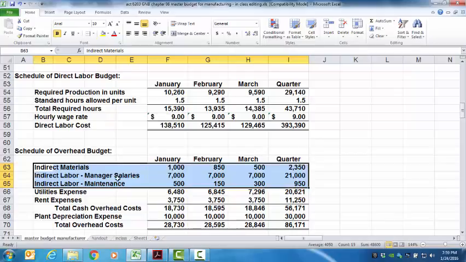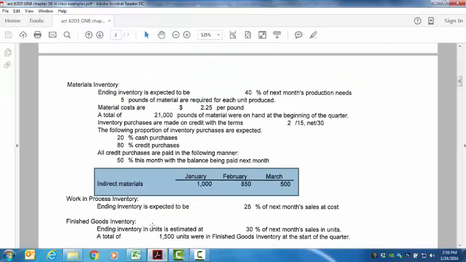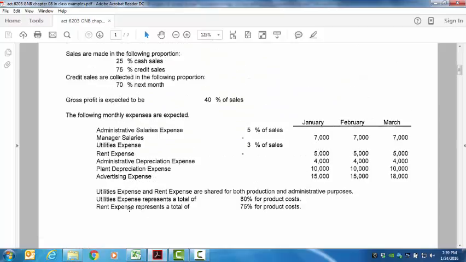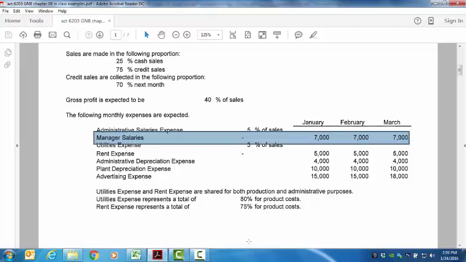Now, of course, that leaves me one other indirect labor item here, manager salaries. So, manager salaries, that data is on the first page. And it says right here that the following monthly expenses are expected. And there's your manager salaries right there, $7,000 a month. And as a salary, you would expect that to stay the same, but it can differ. You may have to hire another manager. You may have to give a raise. Maybe you're downsizing, so you get rid of a manager. So these can differ, so don't think that they'll always be the same.